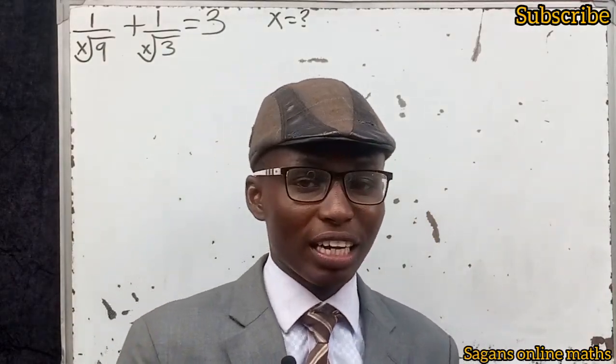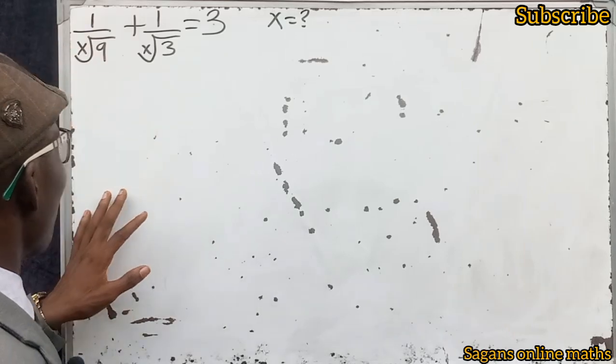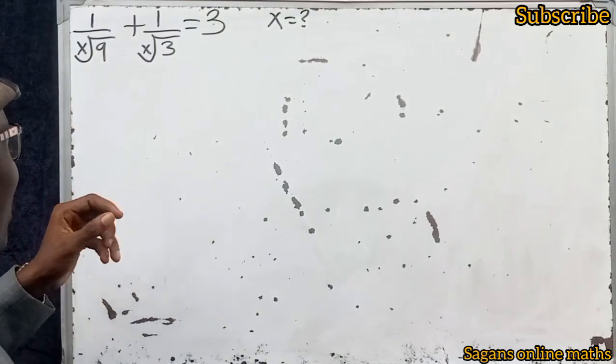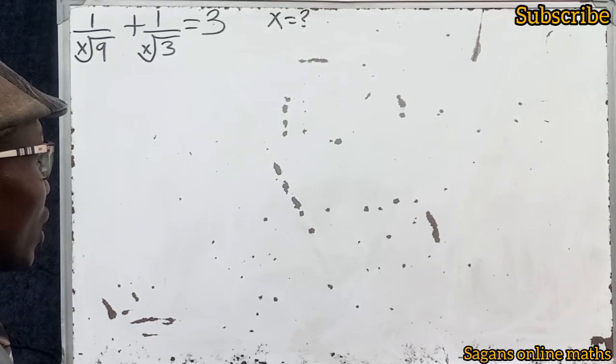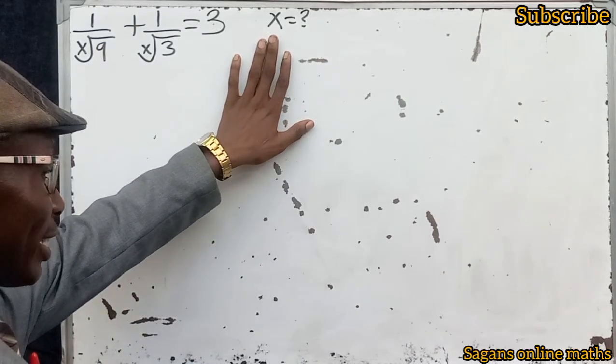Let's solve this question together. Now look at what we are given. We are given 1 divided by x root of 9 plus 1 divided by x root of 3 equals 3. We are asked to look for the value of x.